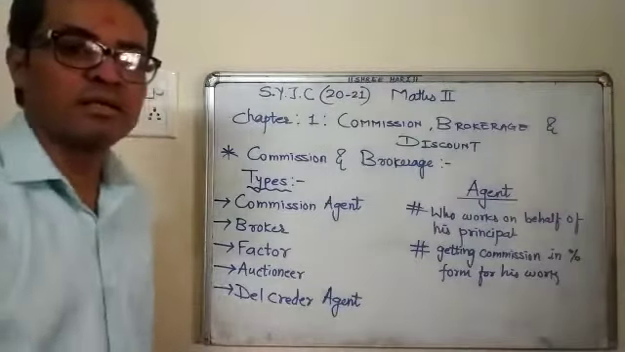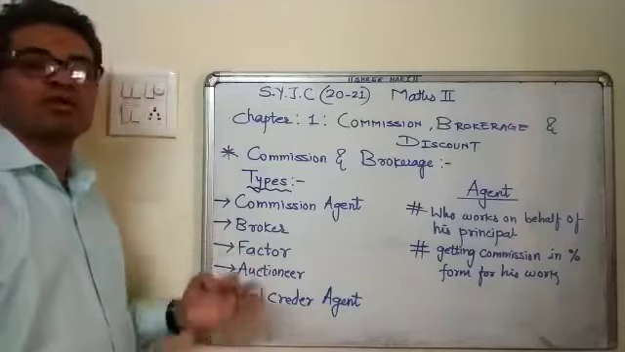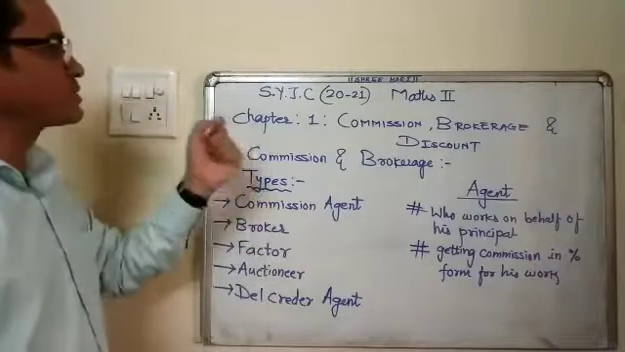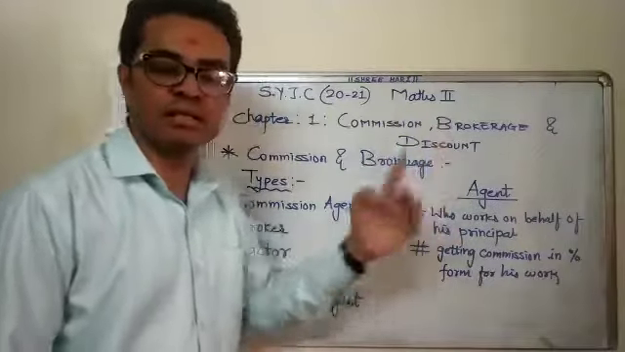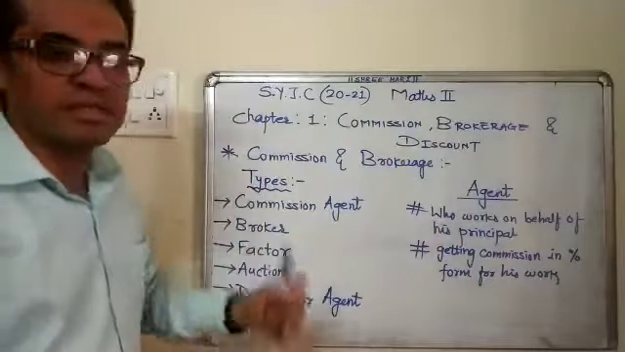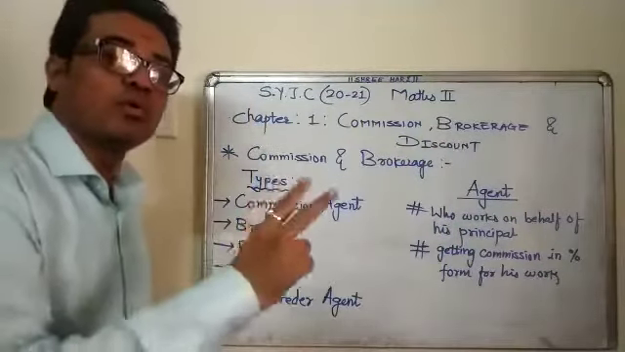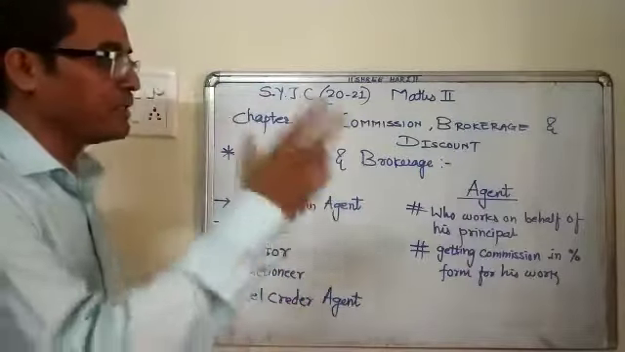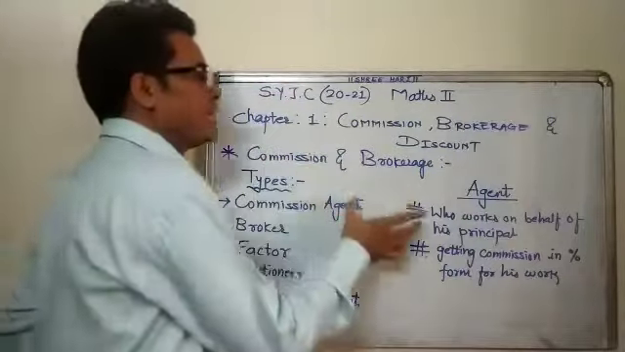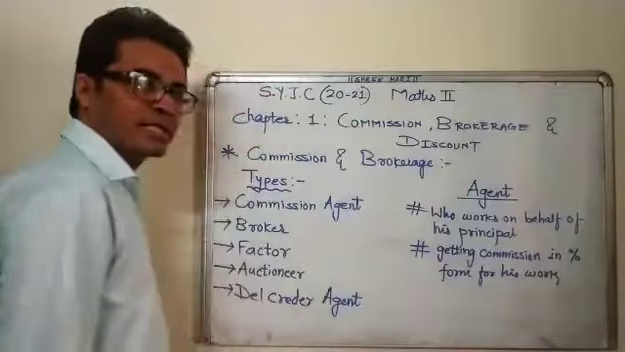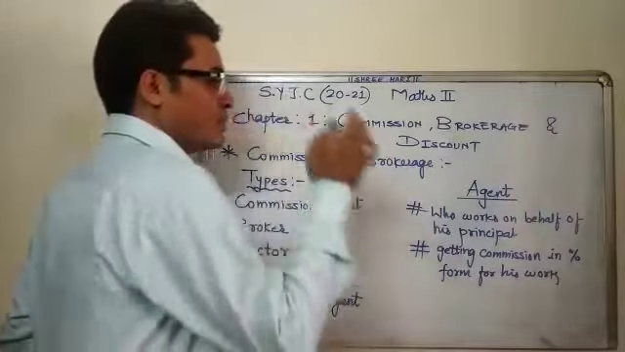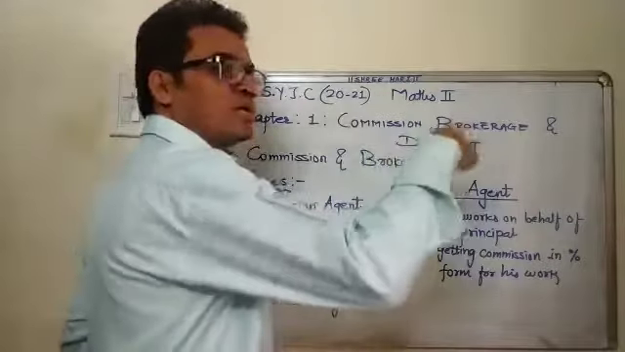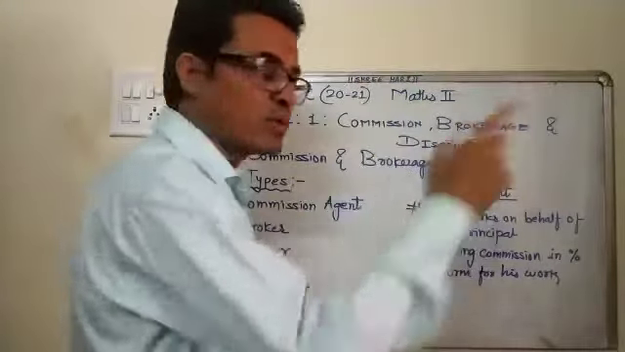Hello friends, today I am going to start your new chapter of Maths 2. Chapter 1: Commission, Brokerage and Discount. In this chapter there are two different concepts. The first part is based on commission and brokerage, and the second part is based on discount. We'll discuss discount during the next exercise 1.2.